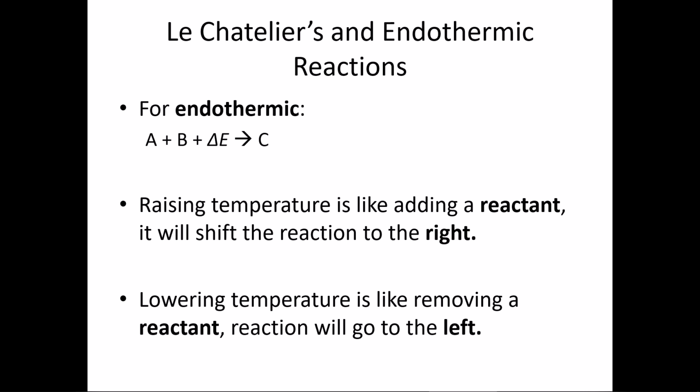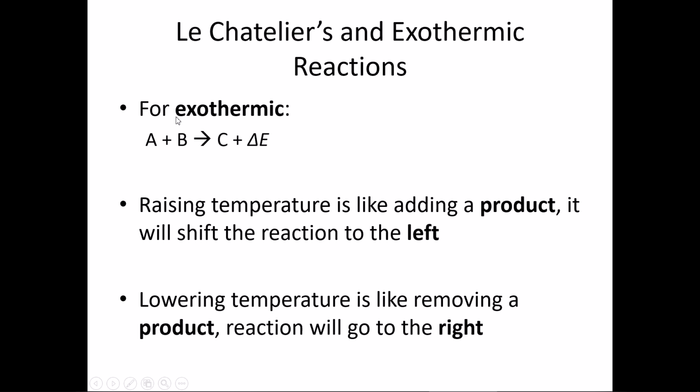So let's look at endothermic first. If I have a net increase in heat going into my reaction, I can think of my heat as a reactant. So increasing the temperature would be like increasing a reactant, and it will shift to the right. If I decrease the temperature, taking a reactant away, my reaction will shift to the left. The opposite's true for exothermic. If my heat is now on the product side as heat is being released, increasing the temperature will cause the reaction to shift left, but decreasing the temperature will cause it to shift to the right and make more products.